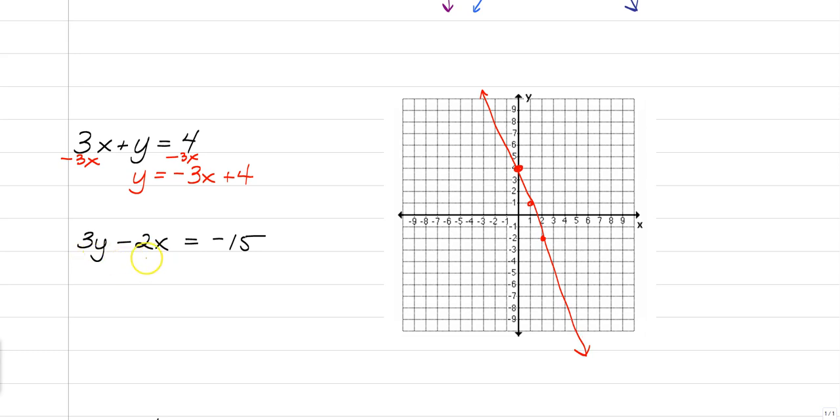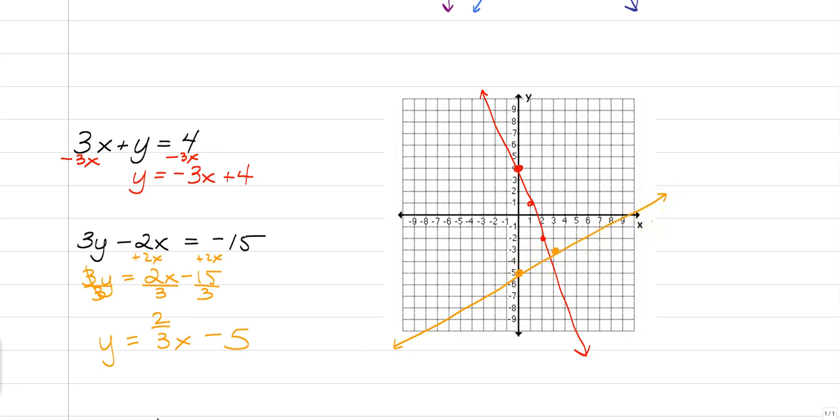So you would add 2x to both sides, and that would give you 3y is equal to 2x minus 15. Y still needs to be by itself, so you have to divide everything by the 3. That will give you y is equal to 2/3 x minus 5. Now you are in slope-intercept form, so you can go and plot your negative 5, and then go up 2 over 3 and graph your line.